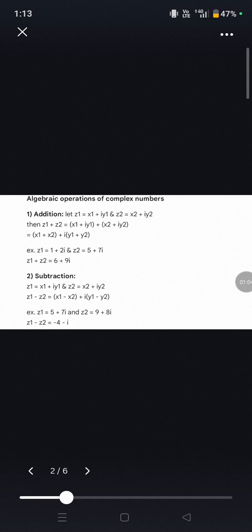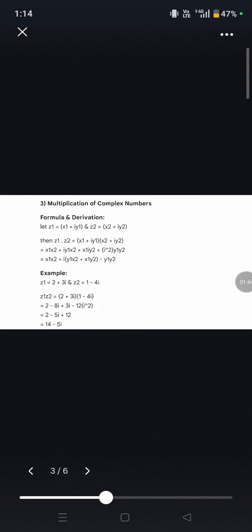Now let's start with the basic algebraic operations. First, addition. Let's say we have two complex numbers, z1 is equal to x1 plus iy1 and z2 is equal to x2 plus iy2. When we add them, the rule is very simple. Add the real parts together and add the imaginary parts together. So z1 plus z2. Let's see an example. If z1 is equal to 1 plus 2i and z2 is equal to 5 plus 7i, adding the real parts, 1 plus 5 is equal to 6.